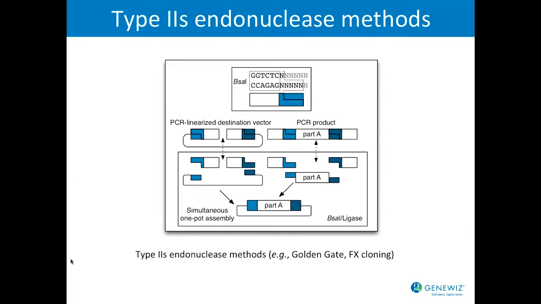The other major class, I would call it a topological class, because it's the way the DNA is fastened together. There's the so-called type 2 endonuclease methods, and the leading protocol in that class of methods is the so-called Golden Gate protocol. FX cloning is another one. MoClo falls into this category as well. So there's a whole host of protocols that fall into this topological class.